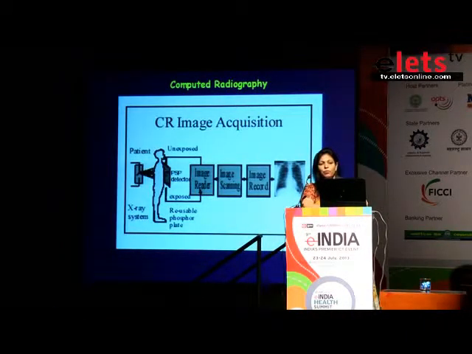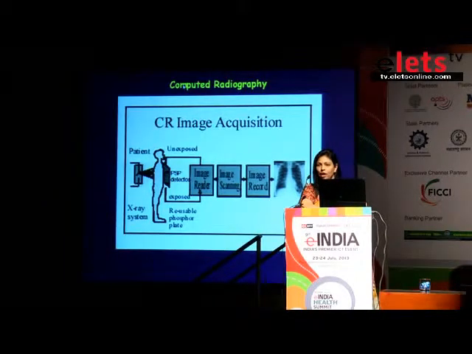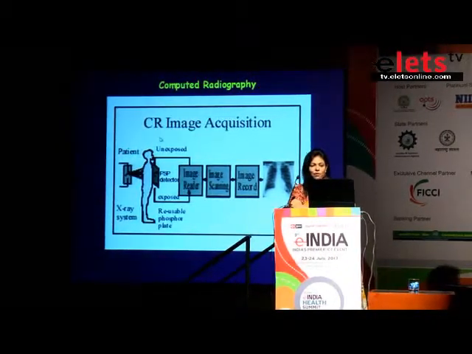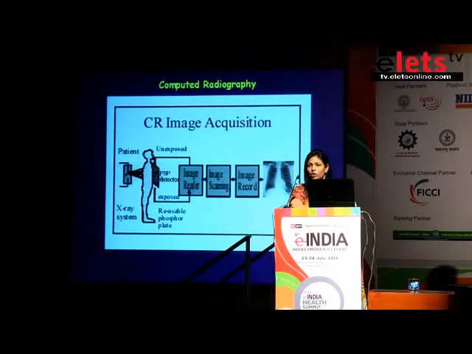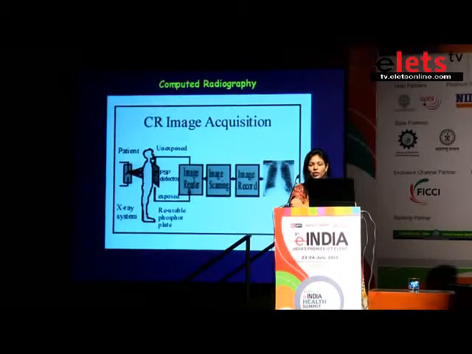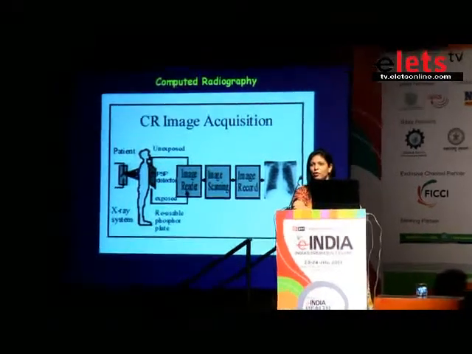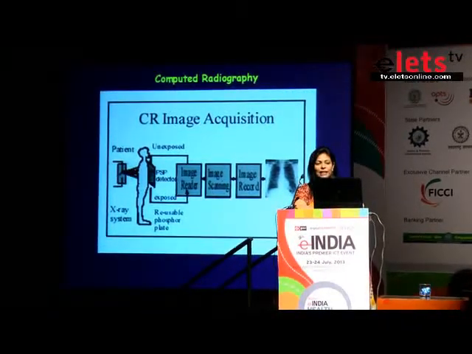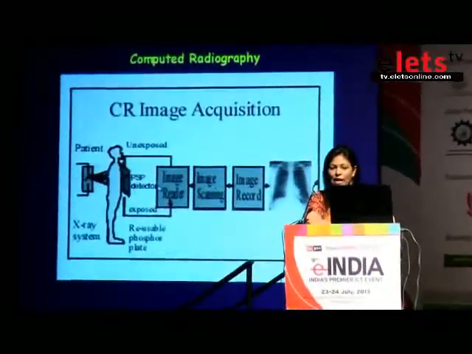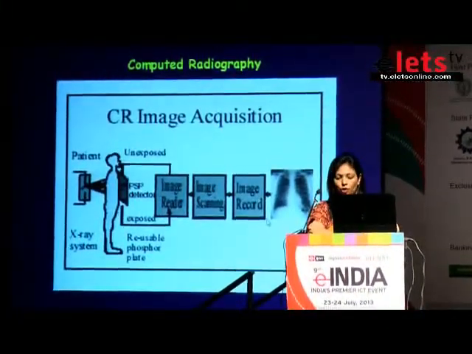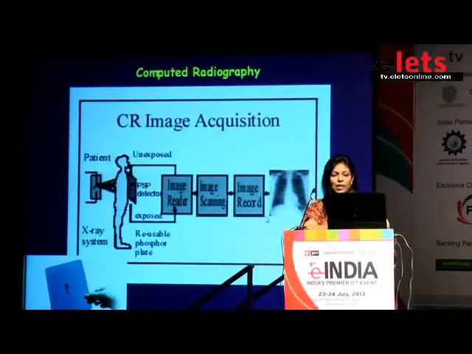But now with the introduction of computed radiography, we have done away with the darkroom systems. Instead of a conventional film, we have something called imaging plates, which have photostimulable phosphor in them. They catch the X-rays after they come out of the patient and form a latent image. That imaging plate with the latent image is put into an image reader, and then you can directly see the image on a computer system.